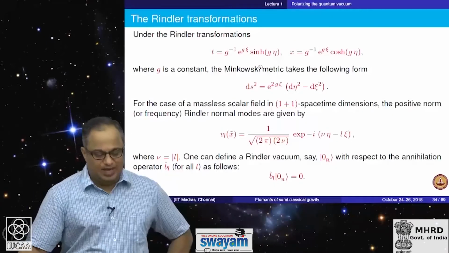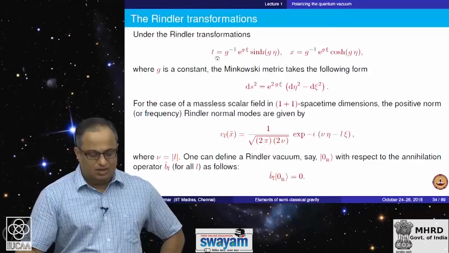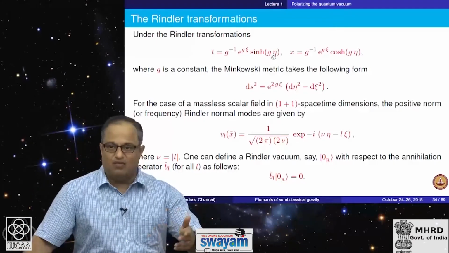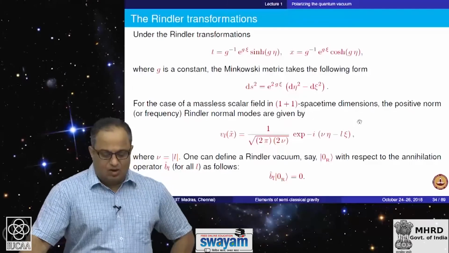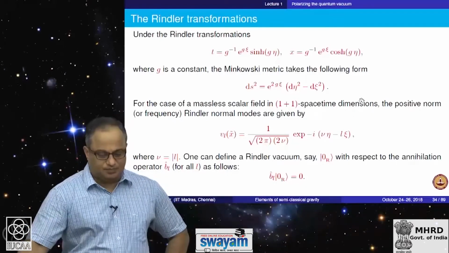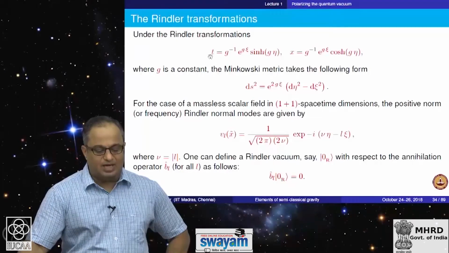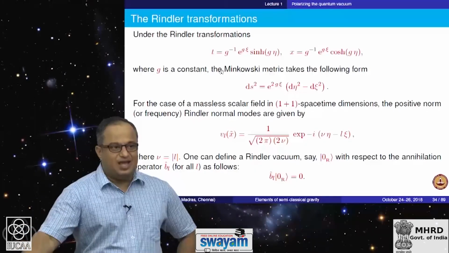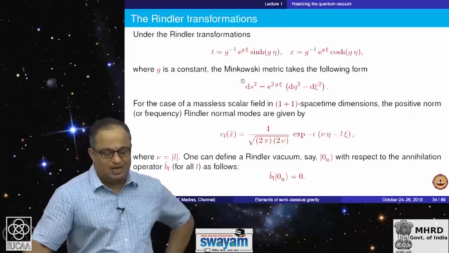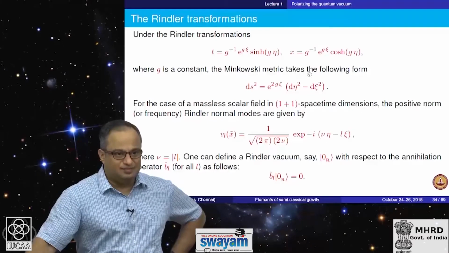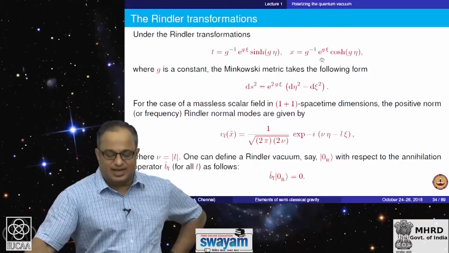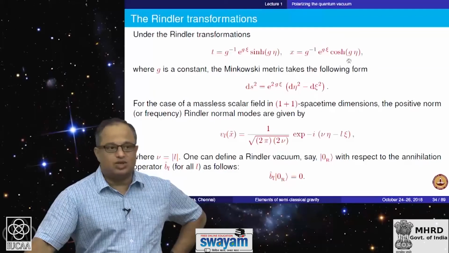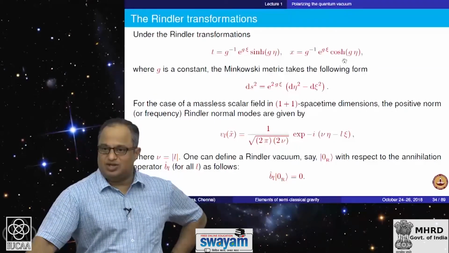Notice the relationship between the t and eta. Remember, eta is the proper time in the frame of the uniformly accelerated observer. Now, remember your Minkowski mode. It will be of the form e power minus i omega t minus k dot x. Let us say you have a right moving mode. So, what will happen is that you will have something like t minus x. Notice what is t minus x. There will be an e power g xi times some exponential, because it is sine hyperbolic g minus cos hyperbolic g, which will give you an exponential.